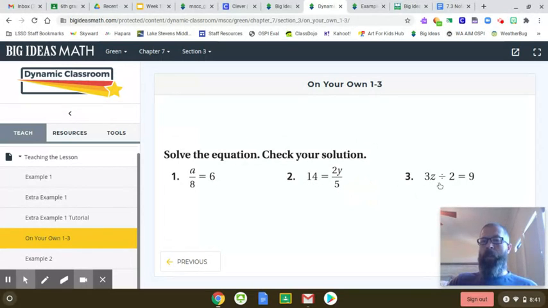Okay, now we have 3z divided by 2 equals 9. So first thing I want to do is multiply both sides by 2, and that gives me 3z equals 18. And then I would divide by 3, and 18 divided by 3 is 6. So a lot of stuff there to take in, I know.